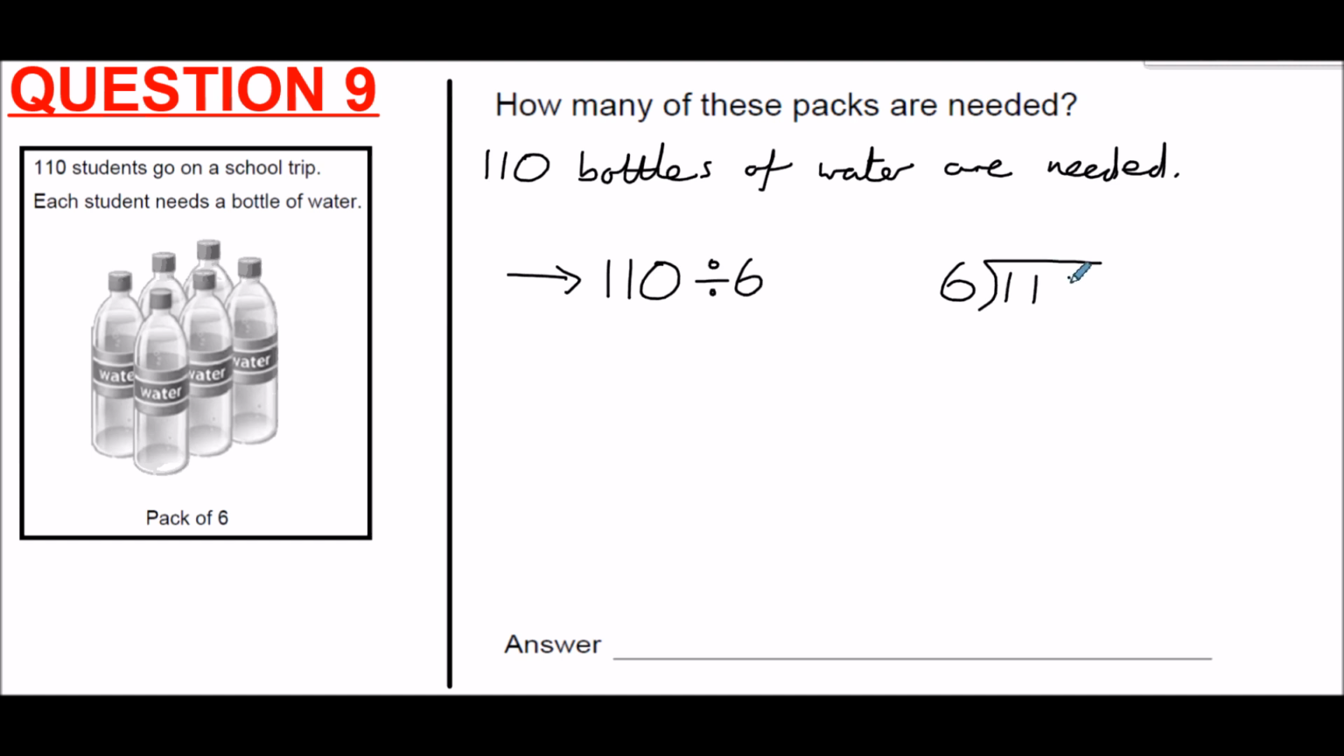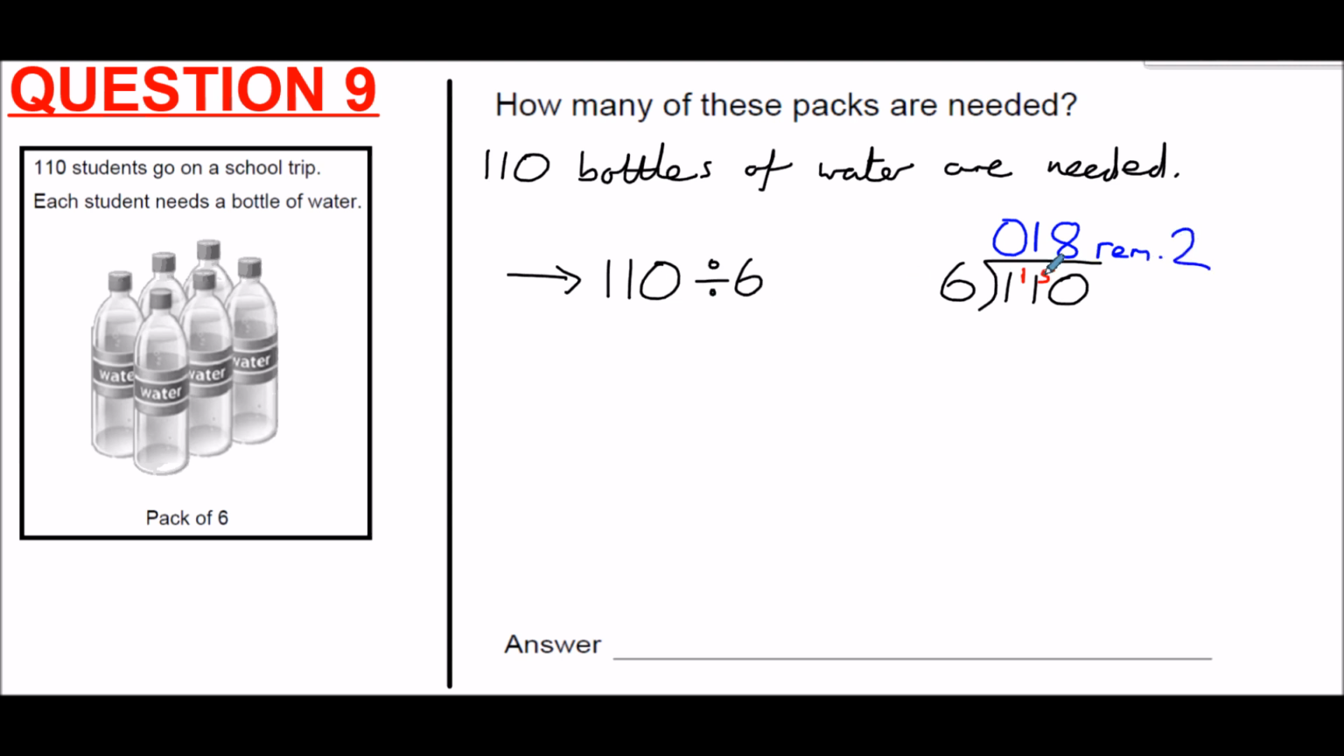So we can do this using the bus stop method. 6 into 1 won't fit, and so this 1 is a remainder which moves on to the next digit. So now we've got 6's into 11. 6 into 11 goes once only, but 6 is 5 away from 11. So the next remainder is 5. Finally, how many 6's fit into 50? Well, 8 6s are 48. So we've still got something left over. So it's 18. Now we don't need a decimal, but we do need to just make a note that we've got the remainder too.